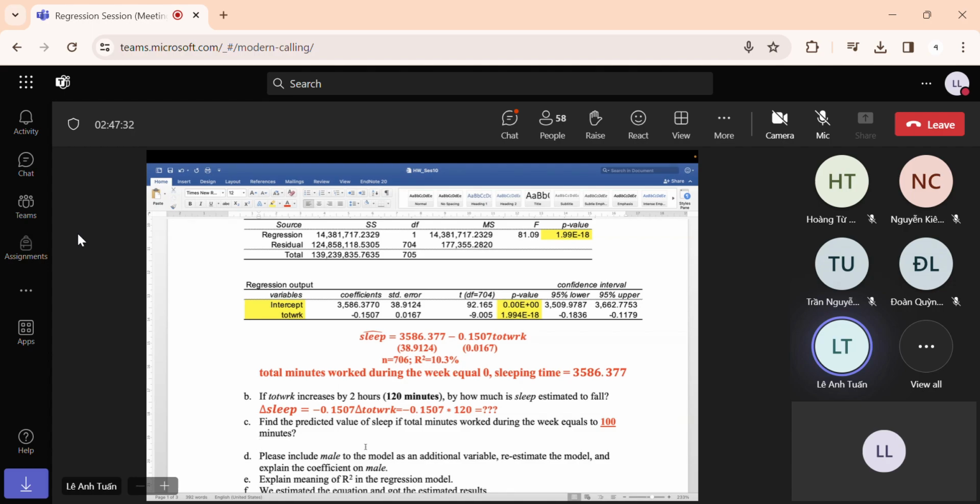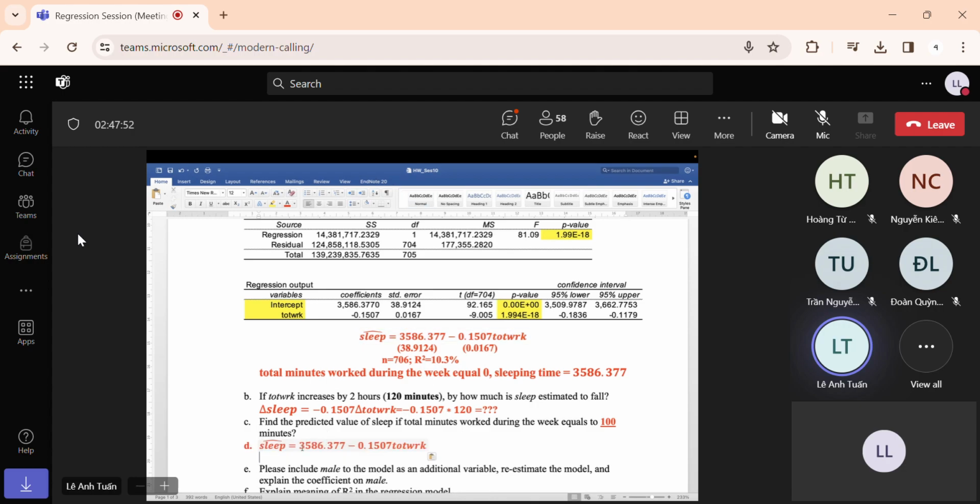Right here, they ask us to calculate the relative value of sleep if the total minutes work during the week equals 100 minutes. But we know that we use the total work to reduce the sleep here, right? So here they ask us to calculate, so we just have here sleep, and now we have the constant and the total work. Now we have it is 100. Yeah, and we can get a result.